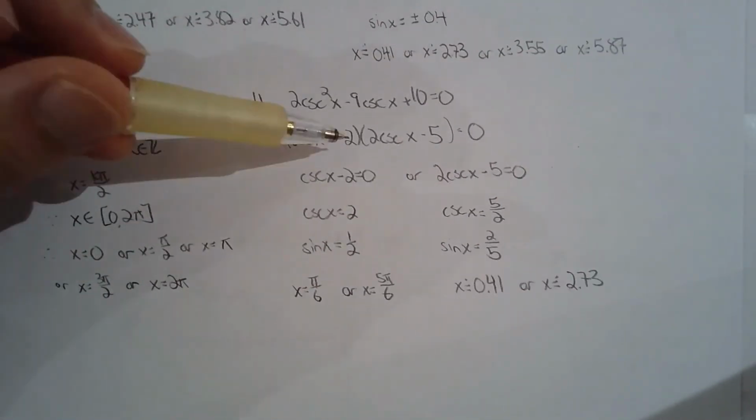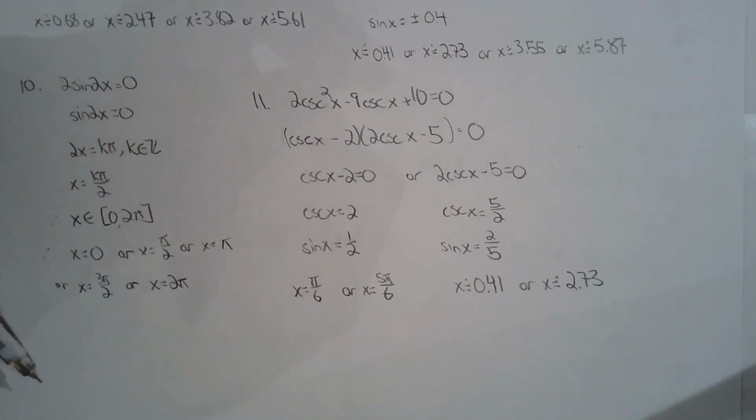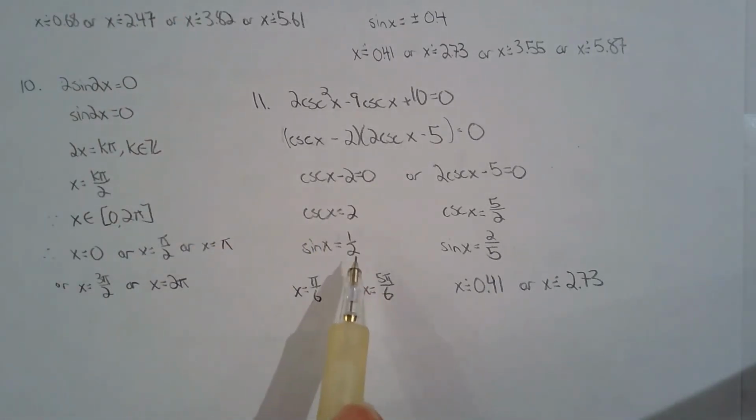11, factor, and then basically solve for x. Not really that interesting. I do like the exact answers here. Now here, once again, I didn't do pi over 6 plus 2k pi or 5 pi over 6 plus 2k pi because I'm working with sine x. And the interval that was given to me for x was 0 to 2 pi.